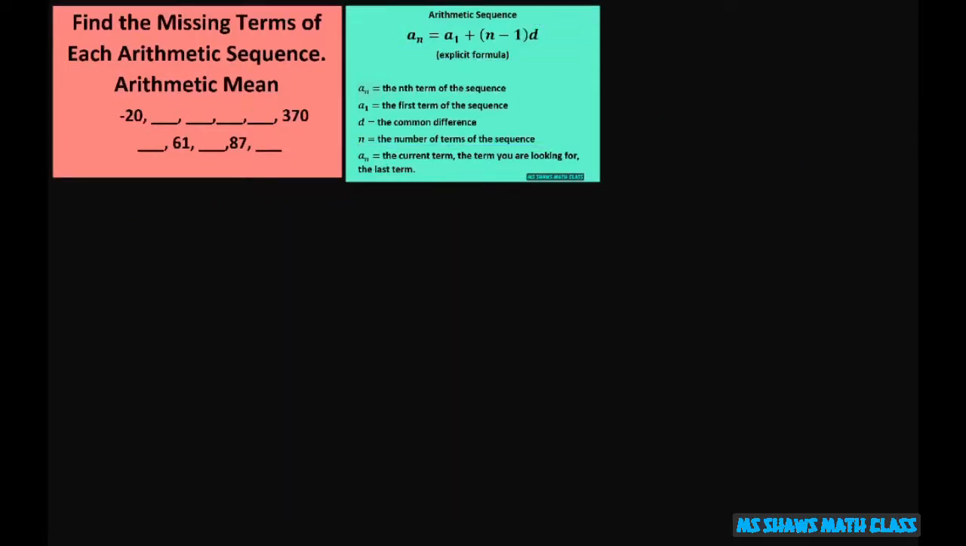The second one, we don't have a first term and we don't have a last term. We do have 5 terms. So usually in this case, there's 2 ways you can do this, but let's do the formula way. Let's just act like we only have 3 terms. So in that case our n is 3. Our first term would be 61 and our last term would be 87.